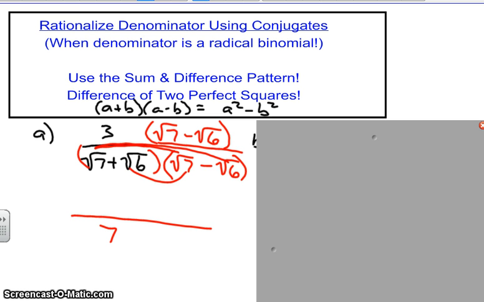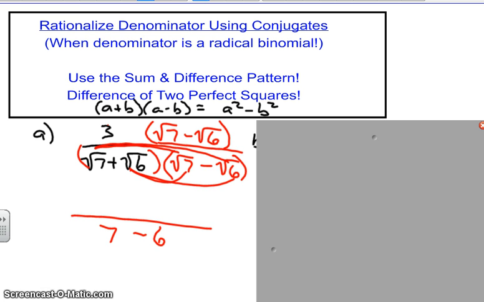And then what do we have here? Positive square root of 42. So those opposites, the outside and inside, eliminate each other. And we're left with negative 6, right? Square root of 6 times the square root of 6 is the square root of 36. It's just our familiar pattern.